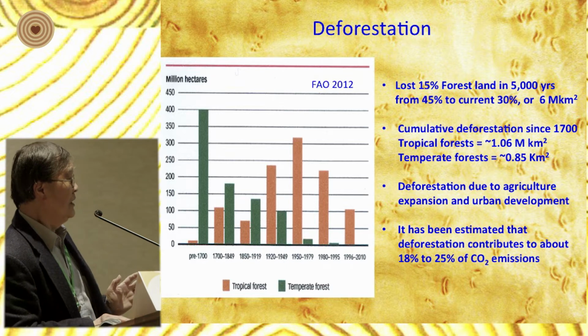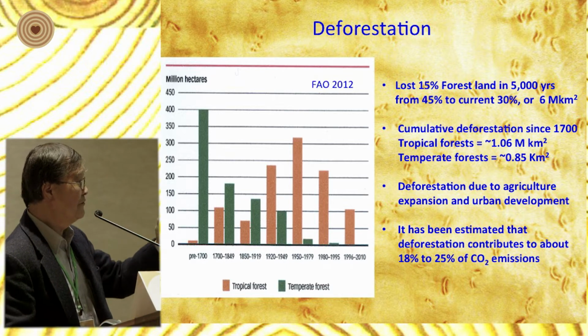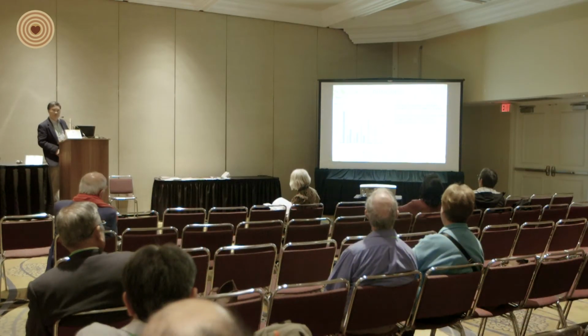Okay, cumulative deforestation since pre-industrial ages. Tropical forest is about 1.06 million square kilometers, and temperate forest is less than that, okay?